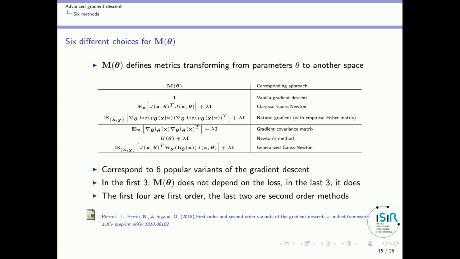In the first 3, what is important is that M of theta does not depend on the loss. You have no term about the loss in those matrices, whereas in these ones you will see that they are related to the loss. Let me also say that the first 4 techniques are first order techniques. The last 2 are second order methods because you can see that here you have a Hessian and here you have a Hessian too. If you want to know more about all these matrices, I encourage you to have a look at the paper that we wrote with Thomas Pirot and Nicolas Perrin about these things. In the following slides, I will explain all these techniques one by one.